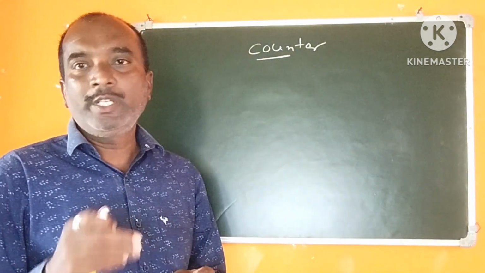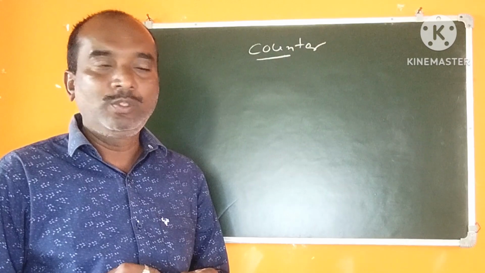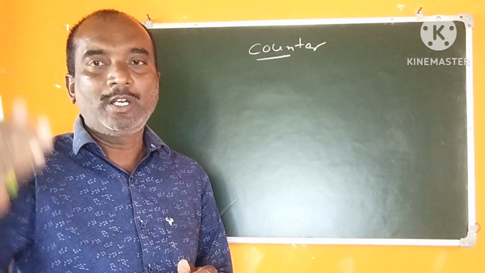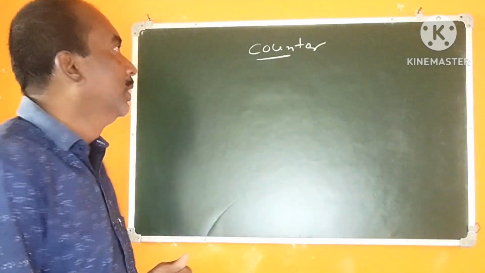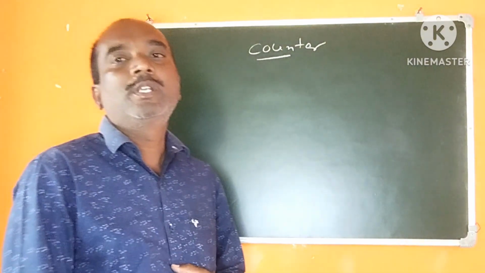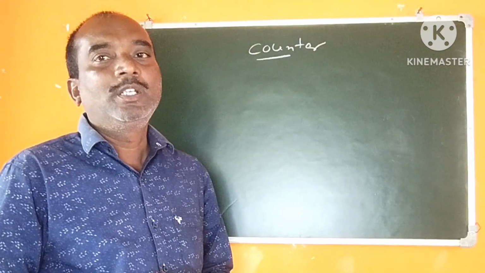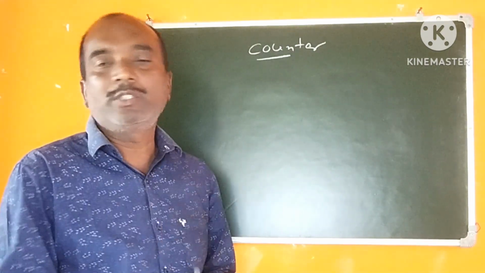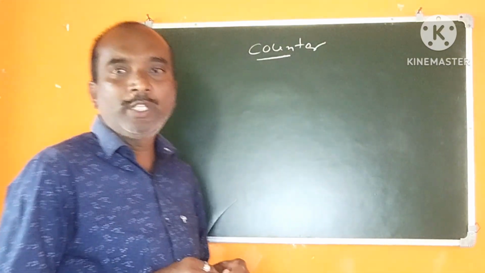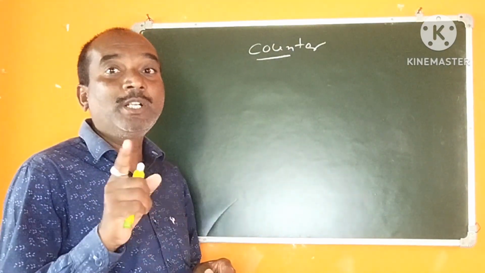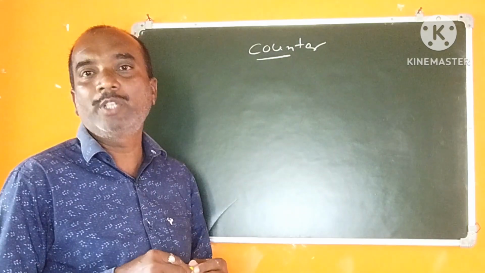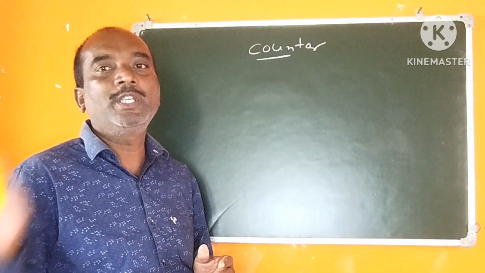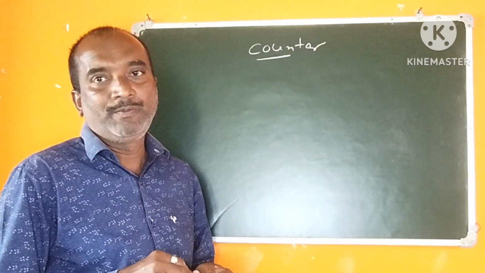Once again, a counter is a device which can count the number of digits either in the increment pattern or in the decrement pattern. These counters can be designed as a synchronous counter and an asynchronous counter. A synchronous counter is one which has a common clock pulse, and an asynchronous counter is one which has a different clock pulse for the different flip-flops.